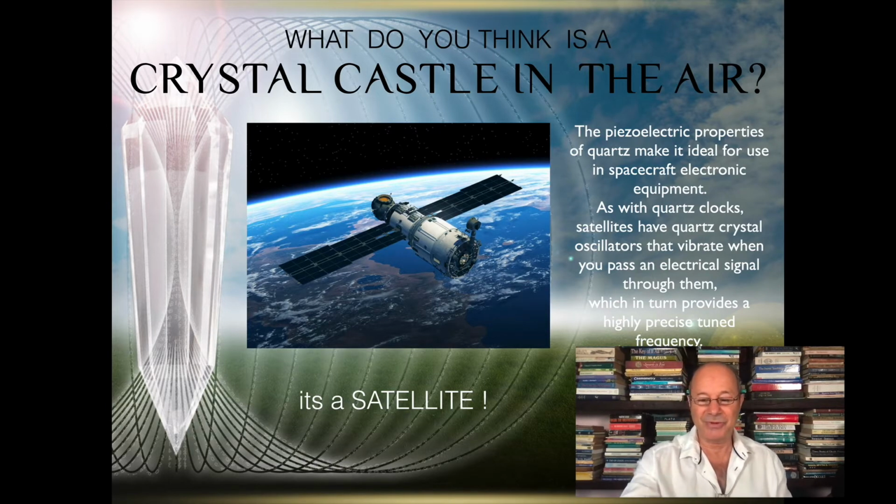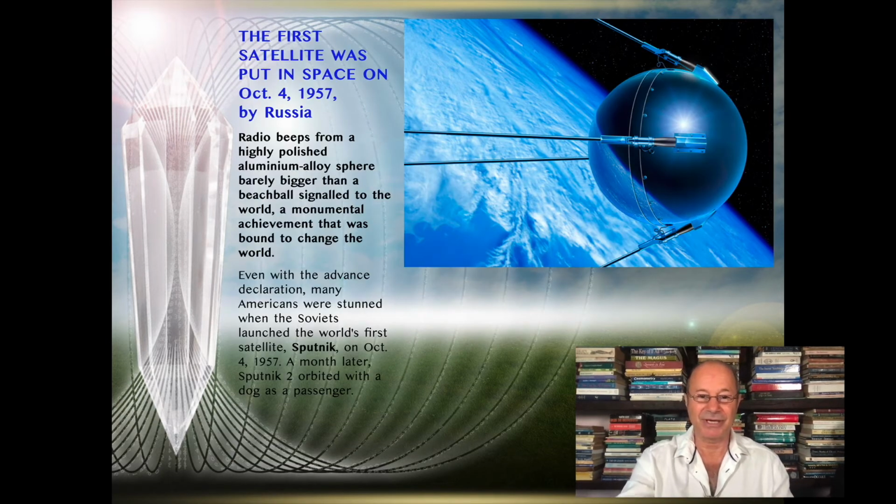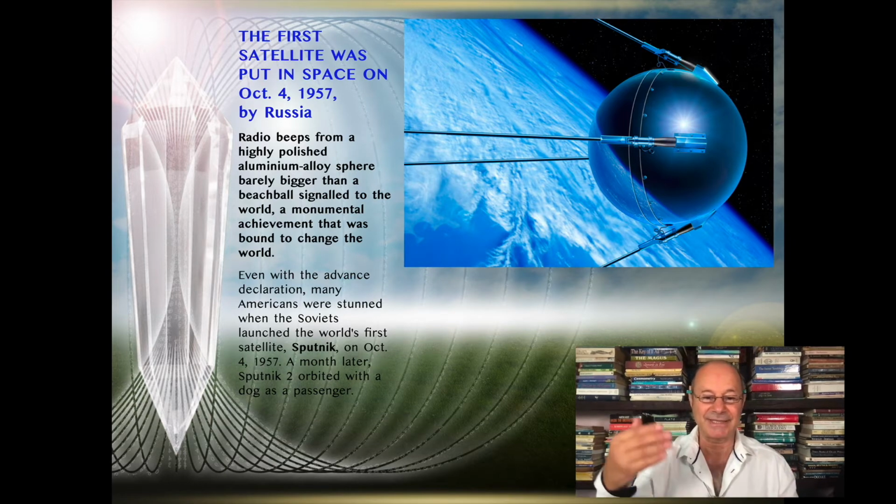Well, most people do know it is a satellite, because the piezoelectric properties of quartz made it possible for spacecraft to have electronic equipment. And this was a revolution, and it happened around 1957, the first time anything was ever put above the earth. It was by the Russians in October 1957, and it was a monumental event, because that forced the Americans to advance their technology, and it created the space race. So that was called the Sputnik.